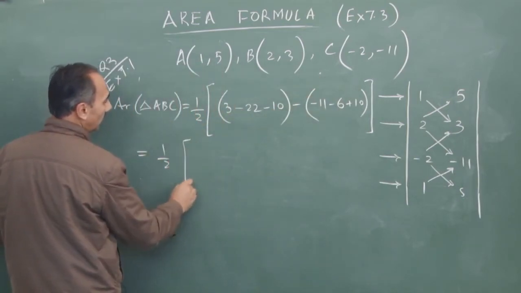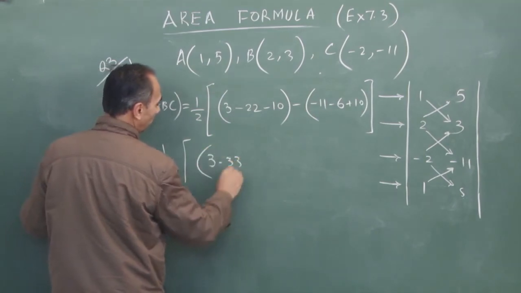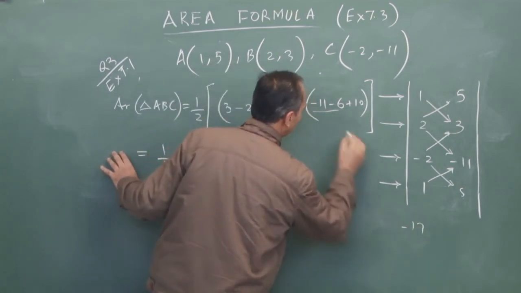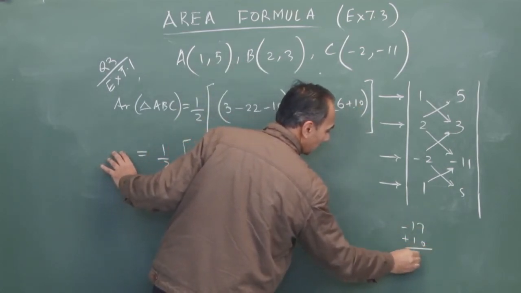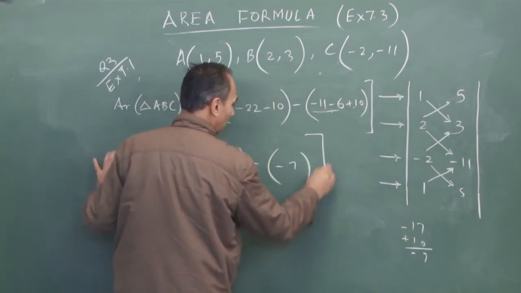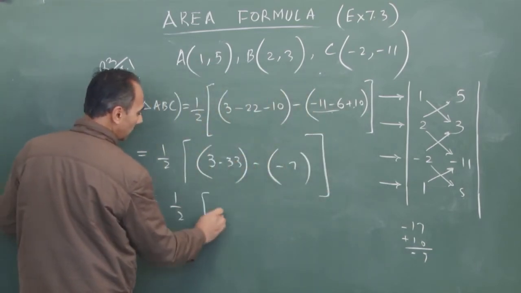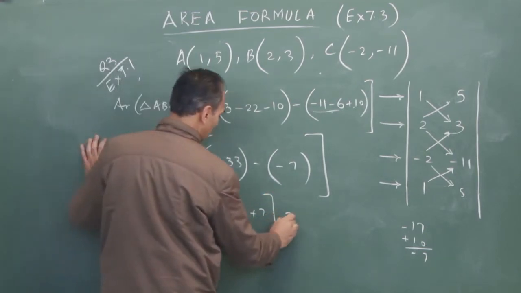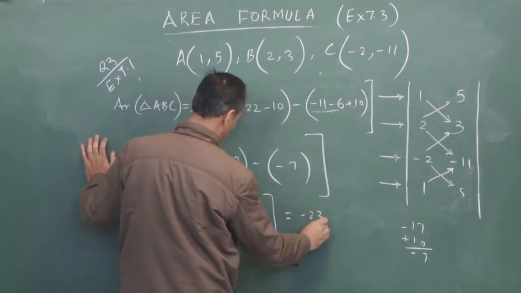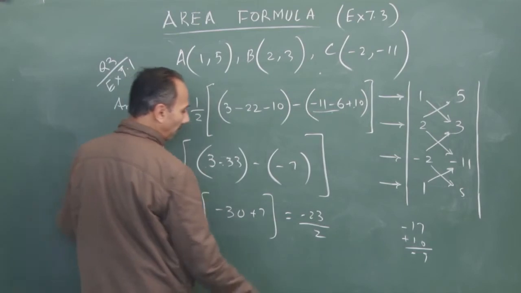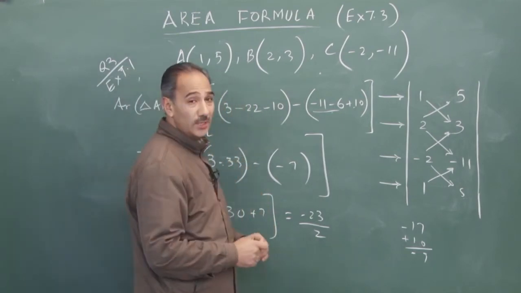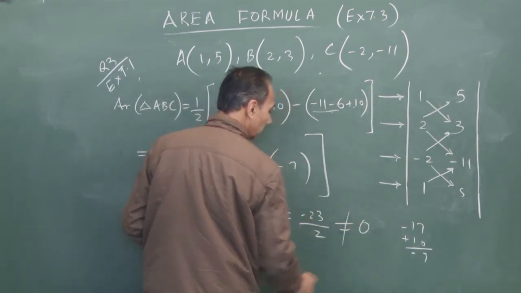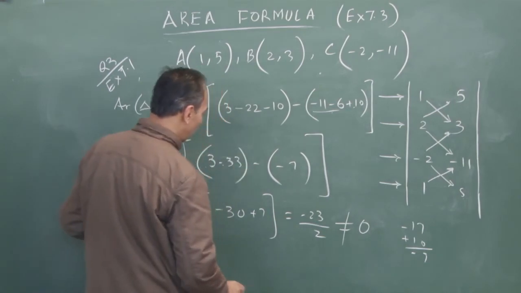This is 1/2. This is 3 minus 33. Minus, this will be -17 plus 10. That is -7. That's 1/2. This is -30 plus 7. This is -23 upon 2. So we can ignore the negative sign because area is a positive quantity. So this is not equal to 0. That means points are not collinear.